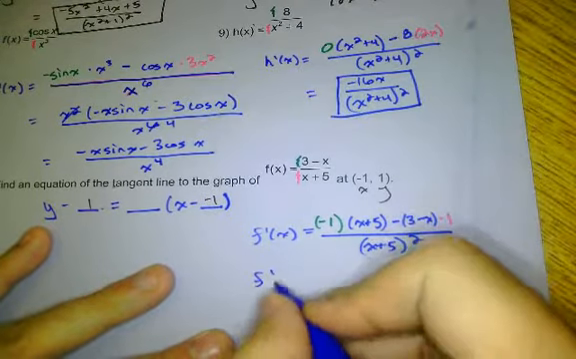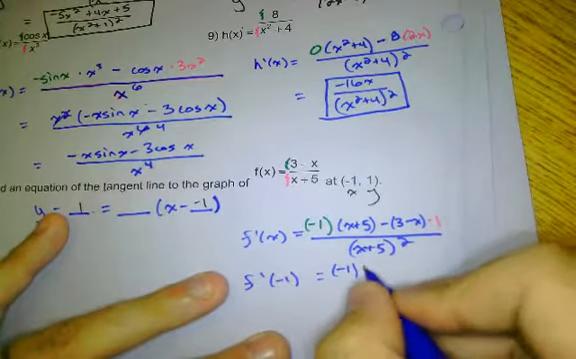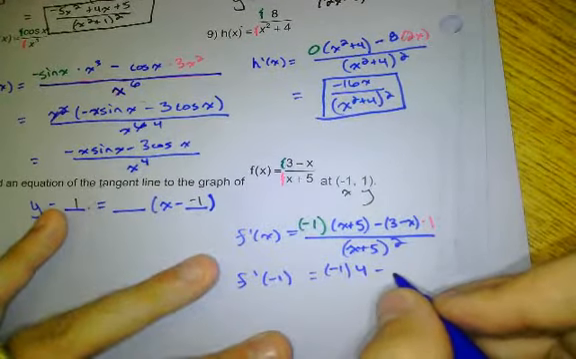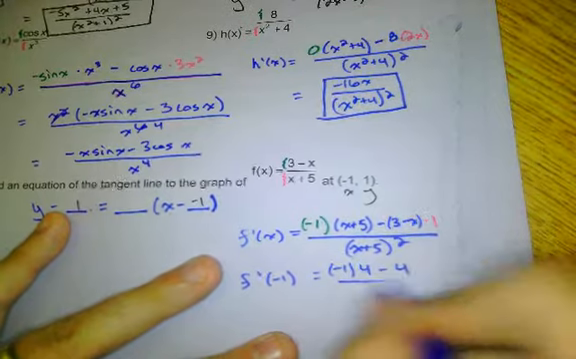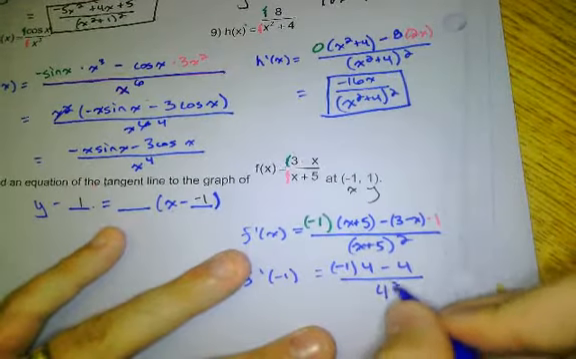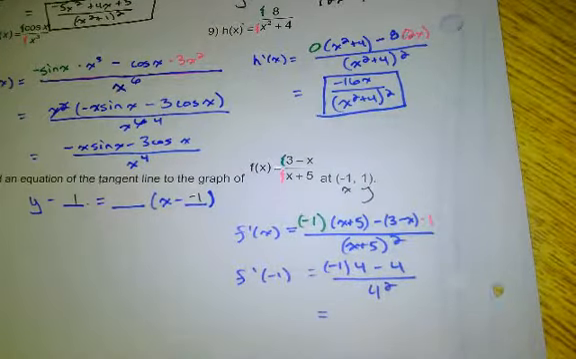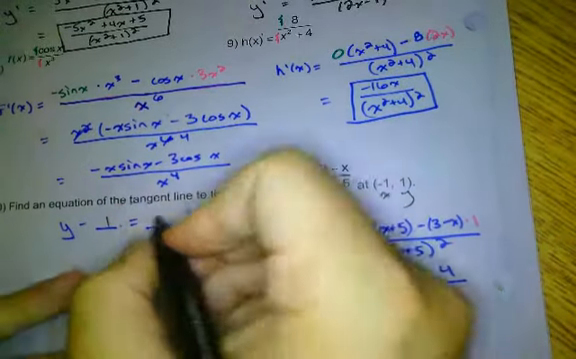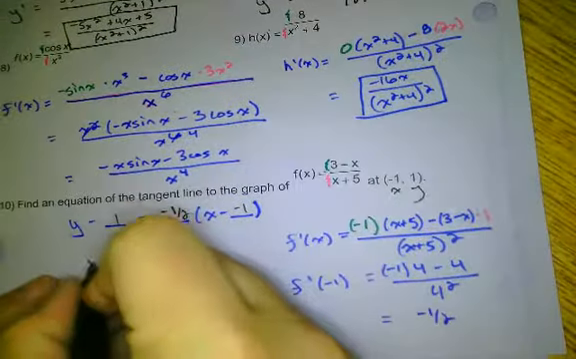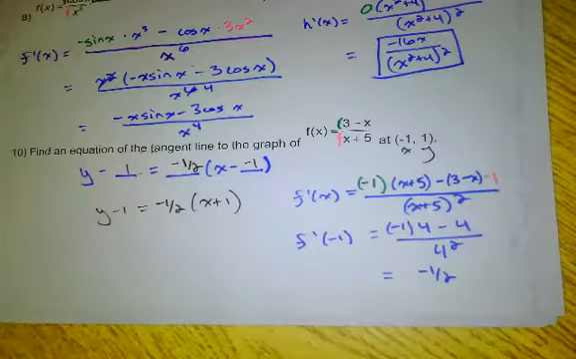So now I need to plug in a -1. So I'm going to get -1 times 4 minus 4 times 1. I don't need it. On the bottom, that's going to be 4 squared. Is that -1/2? -4 minus 4 is -8 over 16, -1/2. So, -1/2, make this a little bit prettier. It's y minus 1 equals -1/2 x plus 1. That's it.